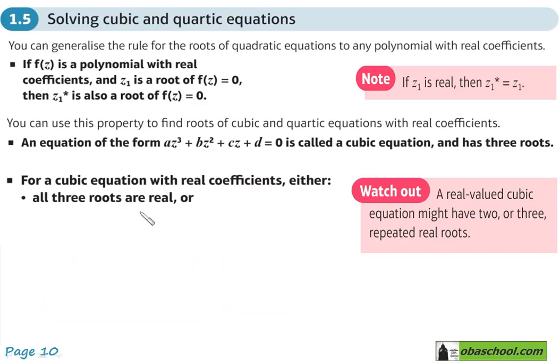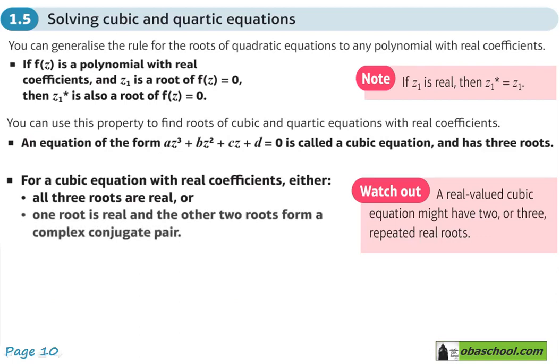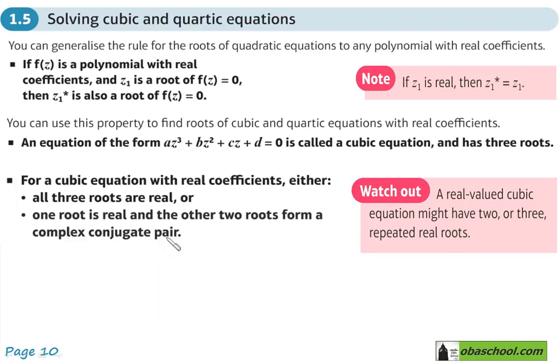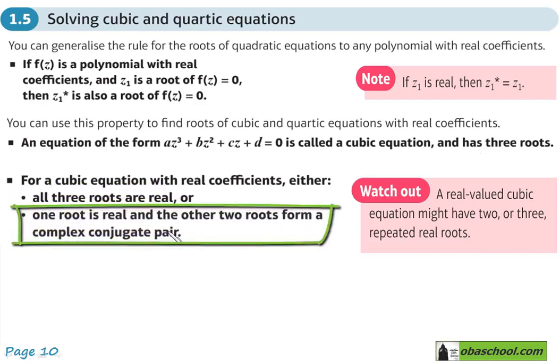Another case for the roots is that we may obtain one root is real and the other 2 roots form a complex conjugate pair. Among these 3 roots, we have one real root and the other roots are complex conjugate pair. So that is the introduction to the solution of cubic equations. Remember that we have 3 roots. We may have these 2 cases. Either the roots are all real or we have one real and 2 complex conjugate roots.